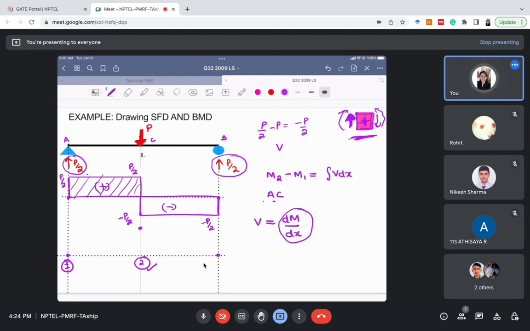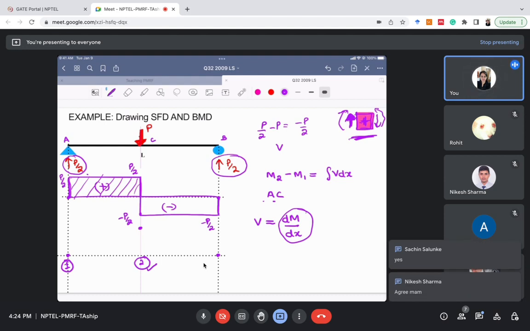For section AC, the shear force is positive and constant. It is neither increasing nor decreasing, right? Do you agree with me or not? You can write yes or no in the comments, because this is very important. Do you agree? At section AC, the shear force is positive and constant.